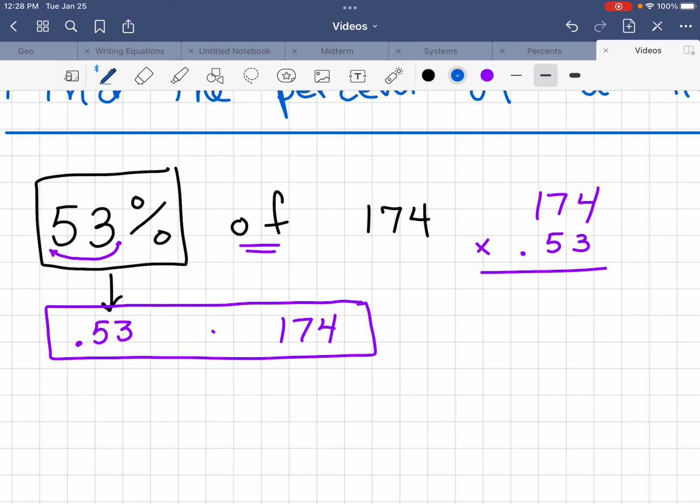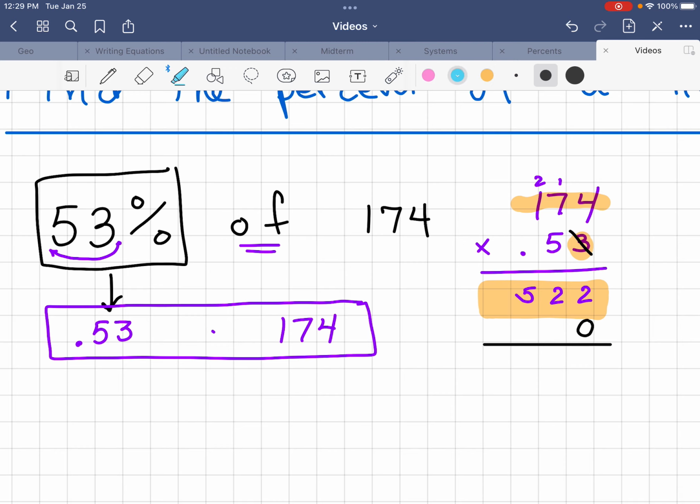So we're going to simply multiply the 3 times each of the values in the 174, and that's going to go in this line here. So I'll do that in purple. So the 3 times the 4 is 12, carry the 1. 3 times the 7 is 21, plus 1 is 22, carry the 2 from the 20. 3 times 1 is 3, plus 2 is 5. So I've multiplied the 3. So I'm done with the 3. And I'm going to need a place value for that 3. And that's where that 0 is coming from.